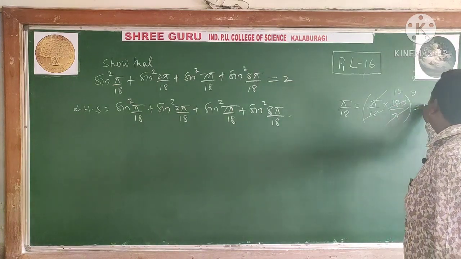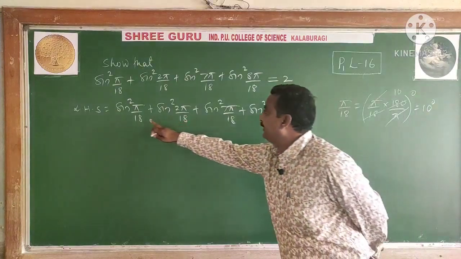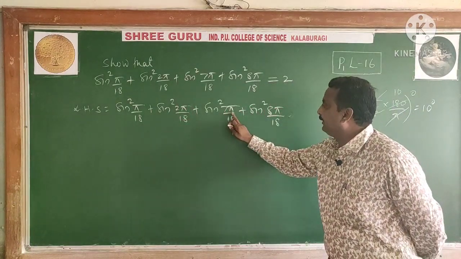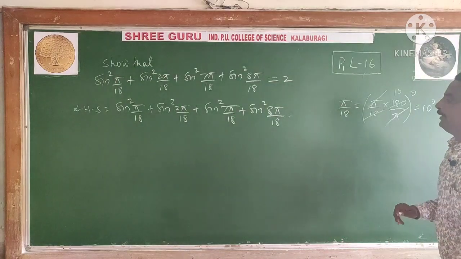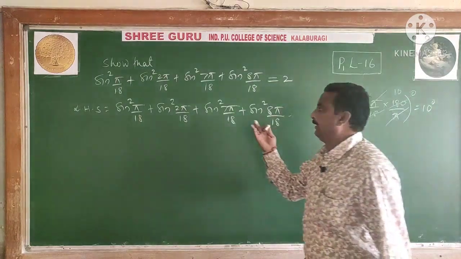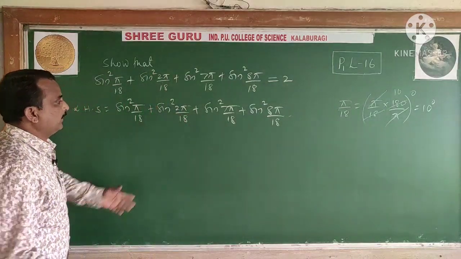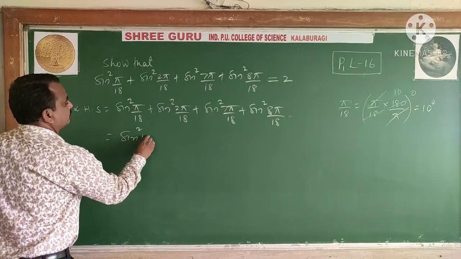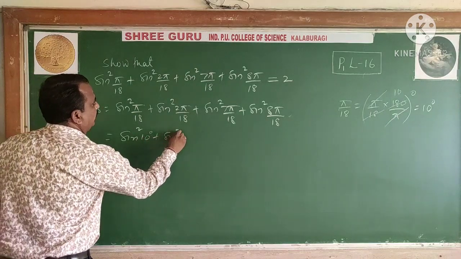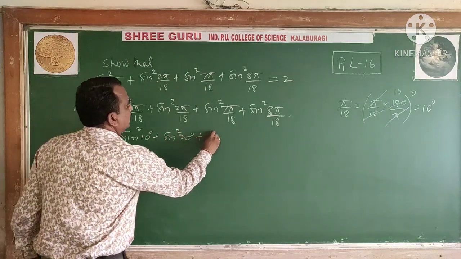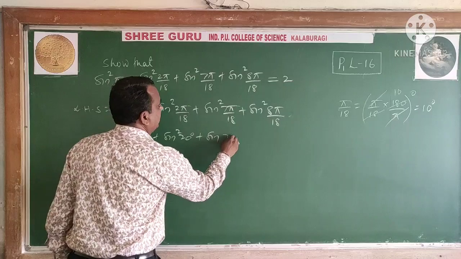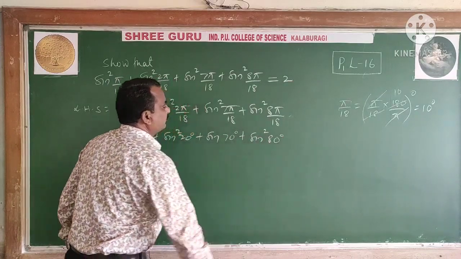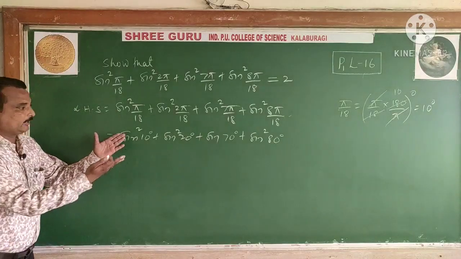So how much is it? 10 degree. See, this is 10 degree. 2 into 10, 20 degree. 7 into 10, 70 degree. 8 into 10, 80 degree. The given example becomes sin square of 10 degree plus sin square of 20 degree plus sin square of 70 degree plus sin square of 80 degree. Is it clear, friends? I have converted in terms of degree.